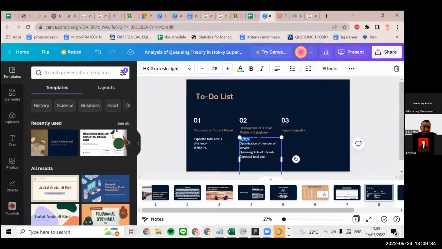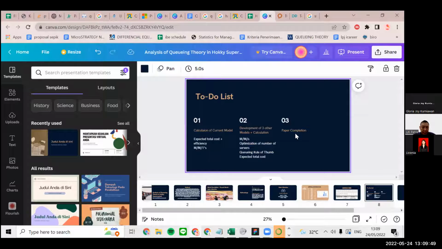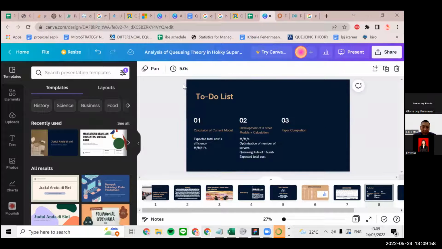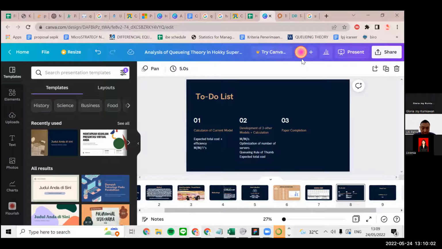Yeah, and then compare, right? Yes, the optimization of the number of servers, and then the queuing rule of thumb to predict scenarios and the expected total cost for each model. Okay. We will find the most efficient, cost-wise and performance-wise. And then I will just need to complete the paper, tidy it up, and then we're done. Right. So I give you the link here in the chat.